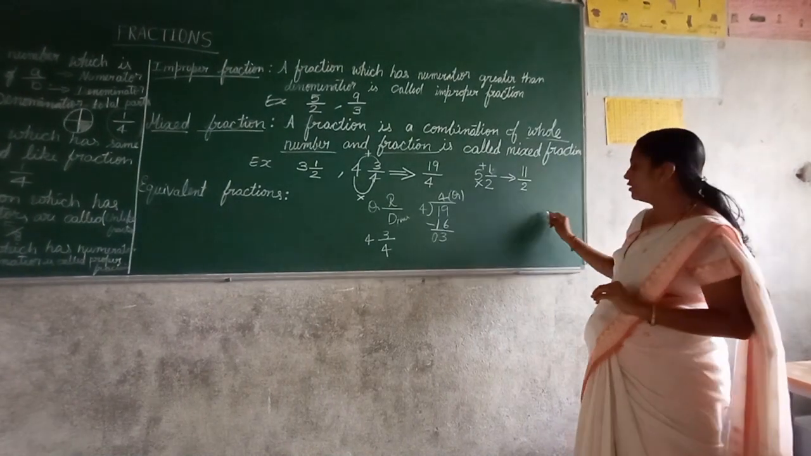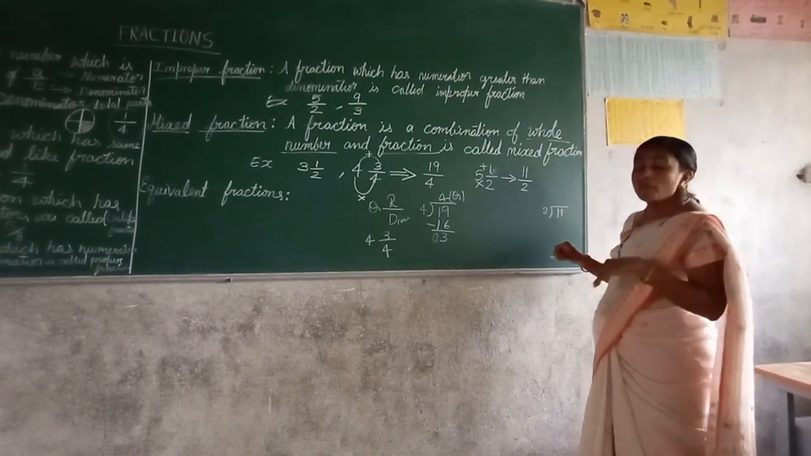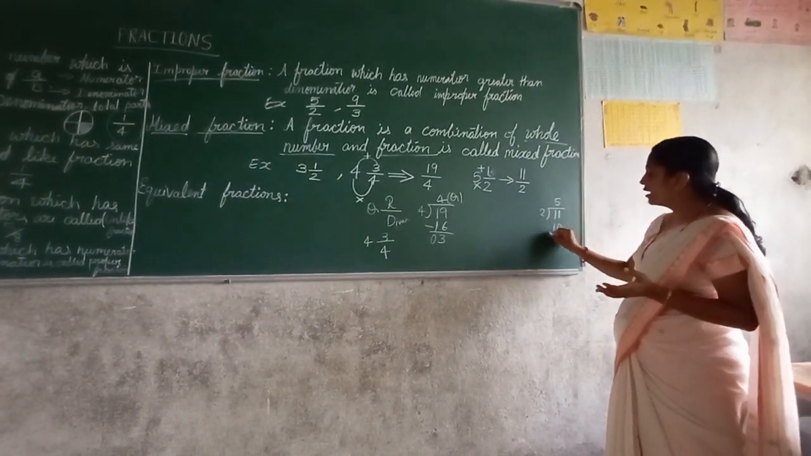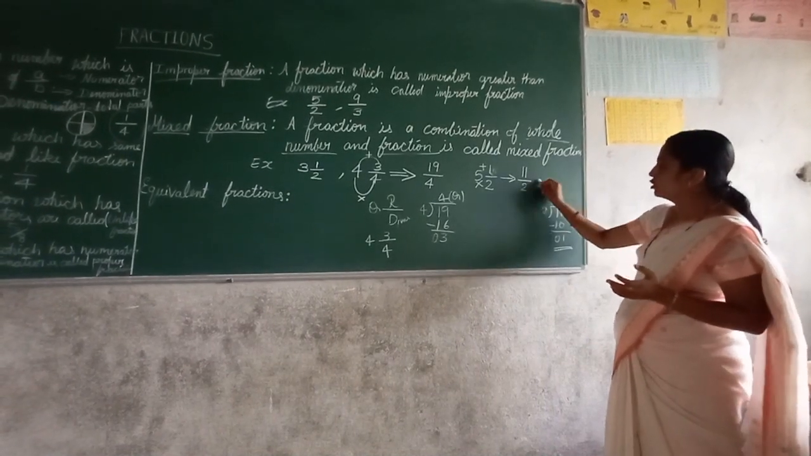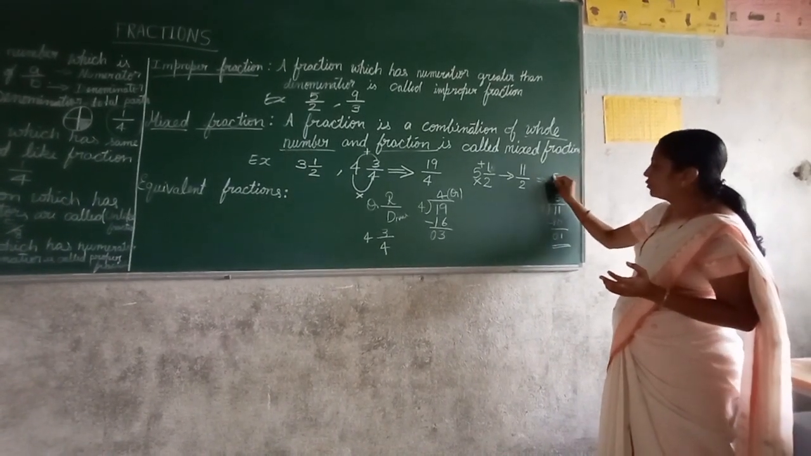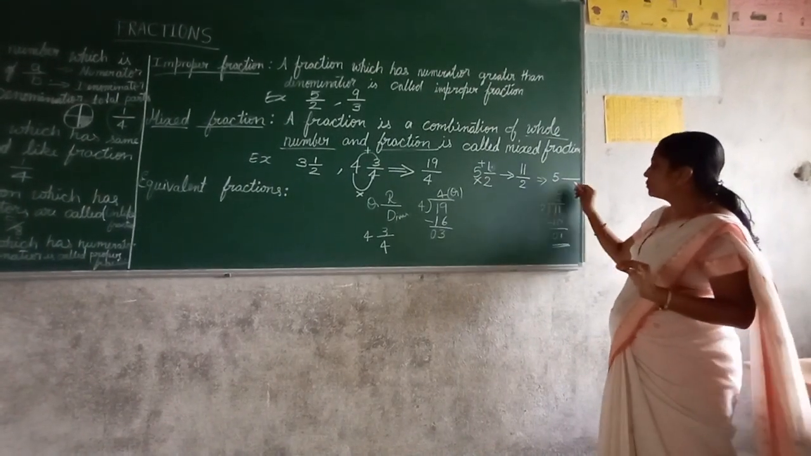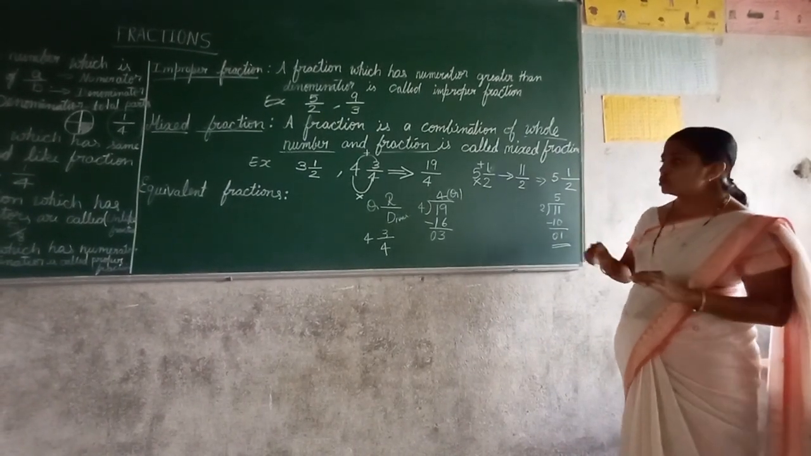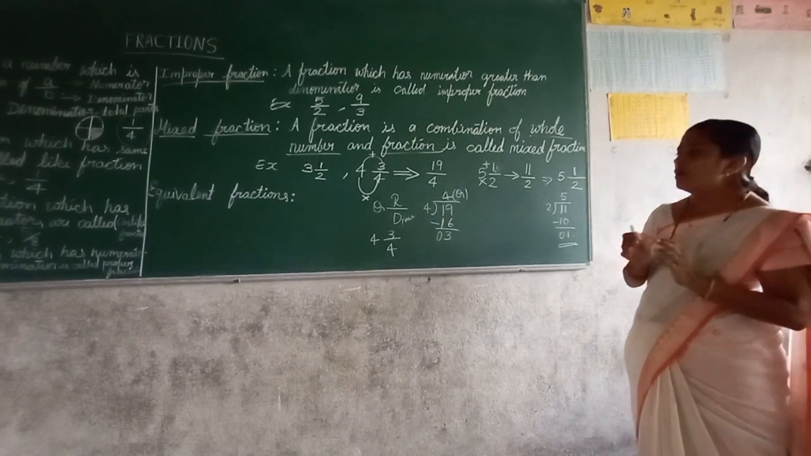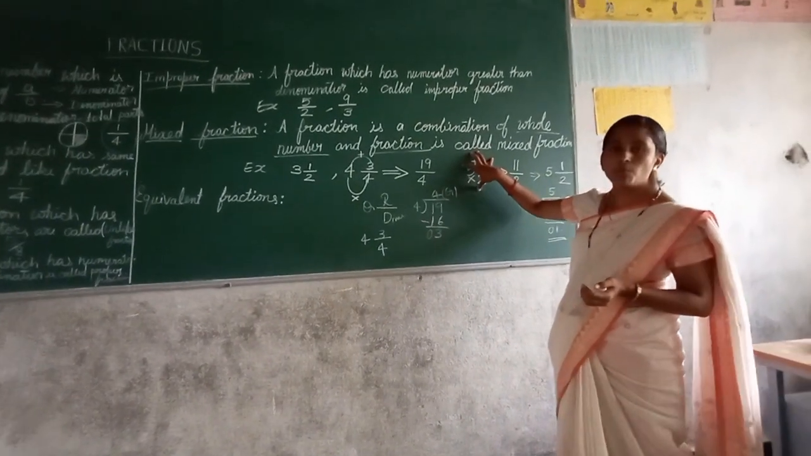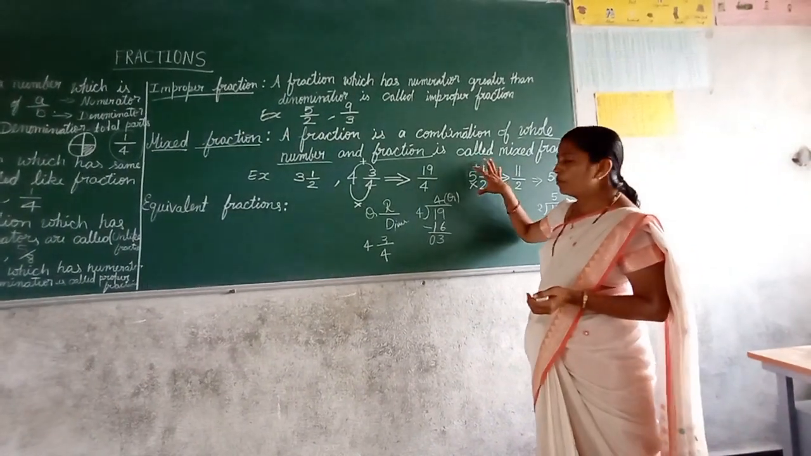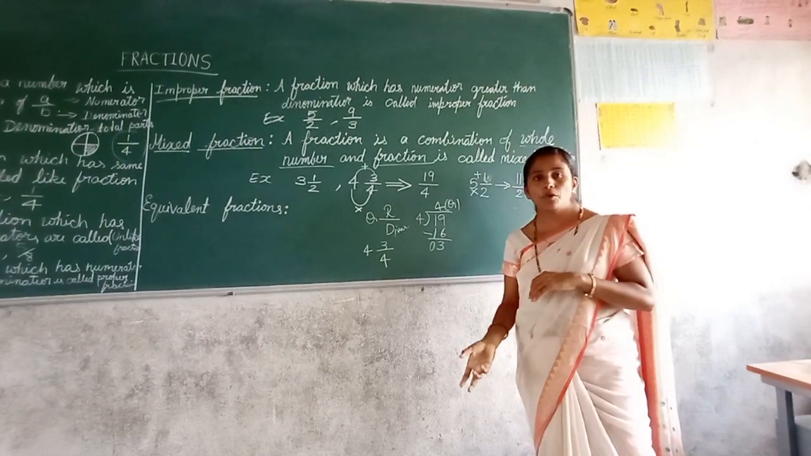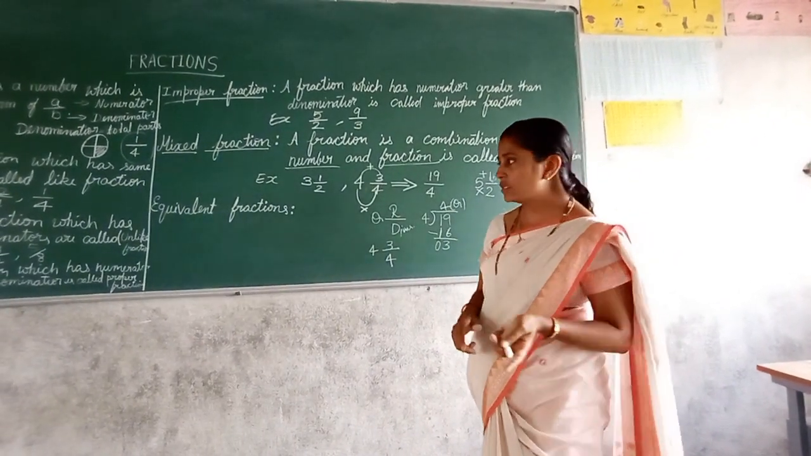Now 11 upon 2, that I can convert into a mixed fraction. How? By the help of division. 2 5s are 10, 11 minus 10 is 1. As I told you, how to write this? The quotient becomes the whole number, the divisor becomes the denominator, the remainder becomes the numerator. So this is also important when we are solving problems, how to convert a mixed fraction to an improper fraction and an improper fraction to a mixed fraction.